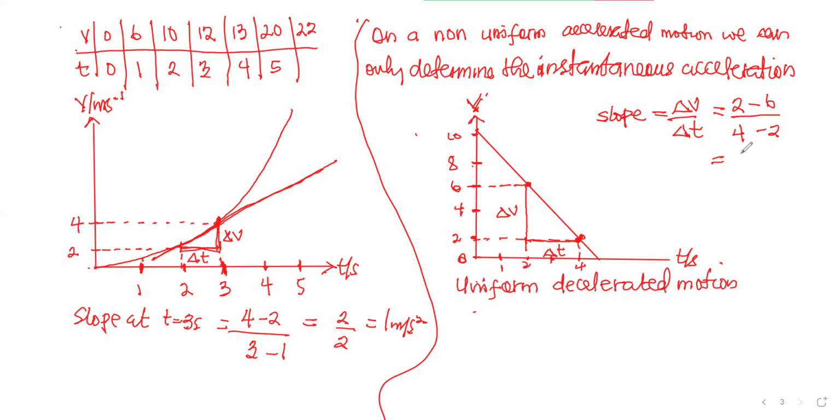2 minus 4, 2 minus 6, 4. So minus 4 divided by 2, which is equal to negative 2 meter per second squared. So the slope of a velocity time graph is equal to the acceleration, meaning this acceleration is negative. And once acceleration is negative, it's a decelerated motion or a retardation. So this is also a uniform decelerated or retarded motion.